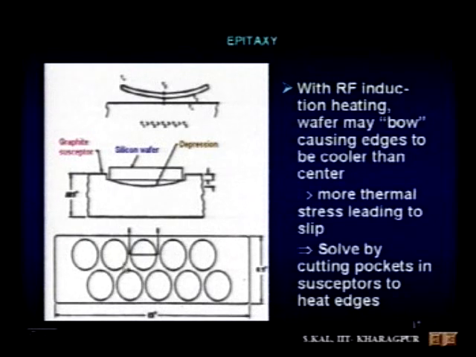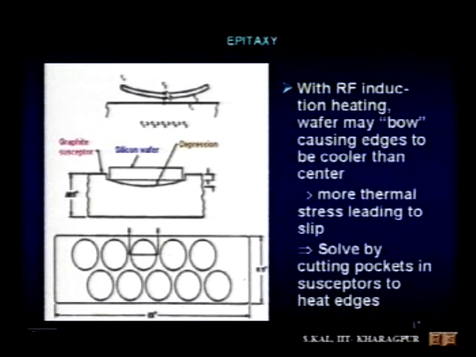Okay. Now, this is the full picture of the horizontal susceptor. There you can form the groove. This is the top view and the cross-sectional view. Here you can see the groove is formed, and the silicon wafer, when it takes the bow shape, fits exactly into this depression, and the temperature will be uniform and non-uniform growth will not be there. So that is another point. This problem is solved by cutting pockets in the susceptors to heat the edges. So edges are heated uniformly, similar to the middle.